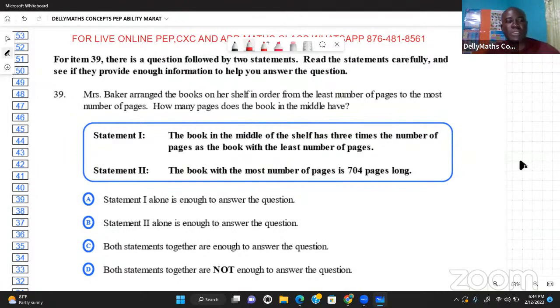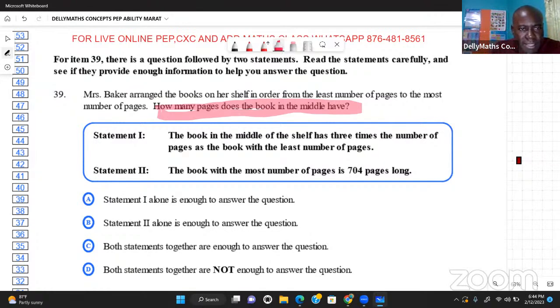We're talking about 39. 39 says, Mrs. Baker arranged the books on her shelf in order from the least number of pages to the most. Now, how many pages does the book in the middle have? This is the question. They want to know how many pages the book in the middle has. Well, to know this, it depends on what they say. Let us see if they said enough. Remember, we don't know how many books are lined up and stuff like that yet, but let us see.